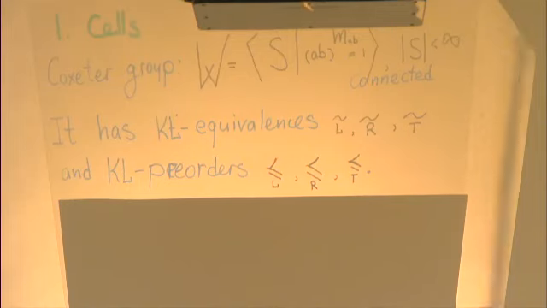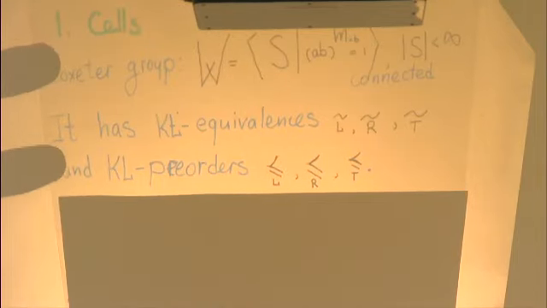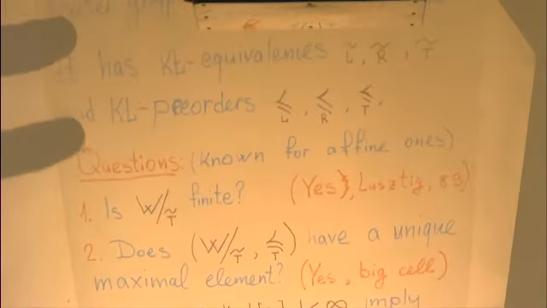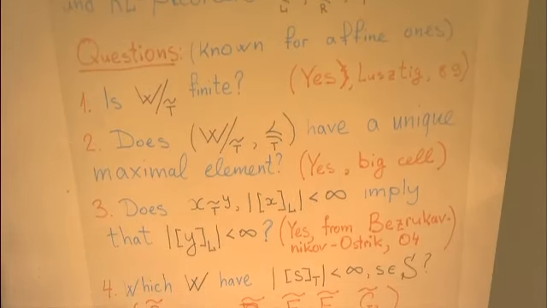So here are 5 questions I've just thought of for this talk, which seem to be quite elementary about these structures, and all of them are known for affine Weyl groups, but in general they seem to be very, very hard. So here are 5 questions, let me go over them.